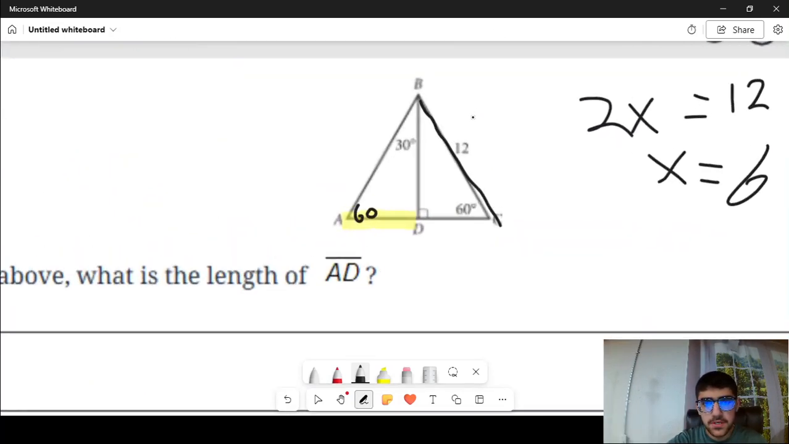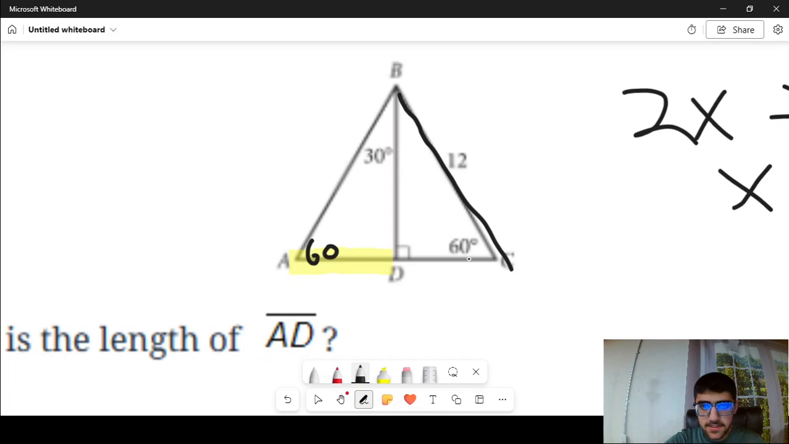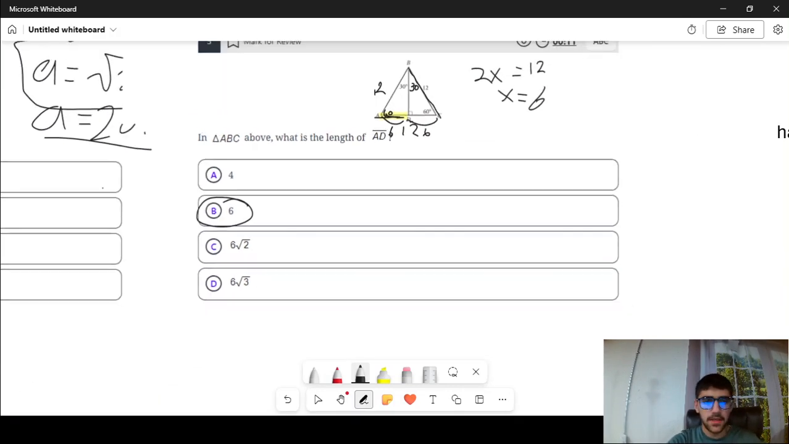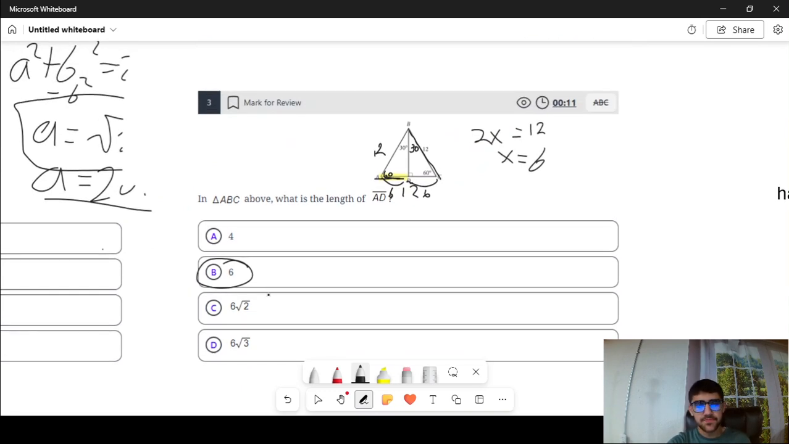The other way was to recognize that this is 60, 60, and then this one is 30, and then this other one is 30. So if you look at the triangle as the whole triangle, you would notice it's an equilateral triangle, so that would mean this one is 12 and this one is 12. Then you know that these two are equal because it's just dividing it by half. So this would be 6 and this would be 6. And then you would know that AD is 6. That's two ways to solve it. By the end, you would get 6 in both of them.